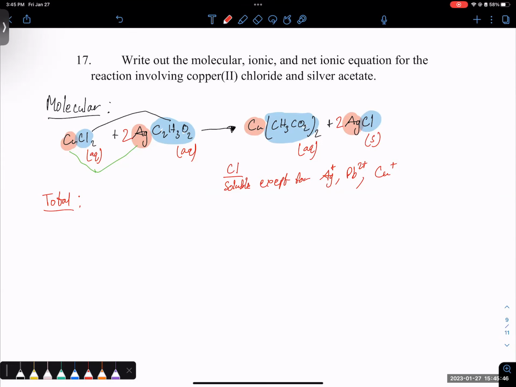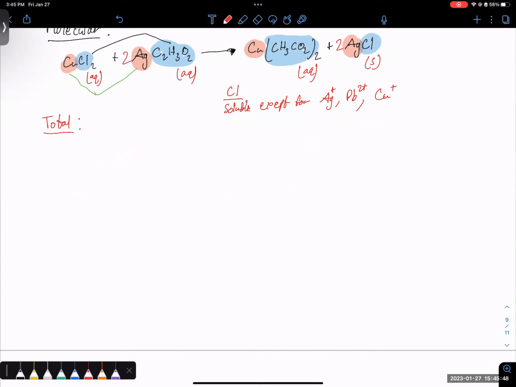All right, now that that's out of the way, total ionic equations, as I've been saying, everybody's pain. So what is the charge on copper?